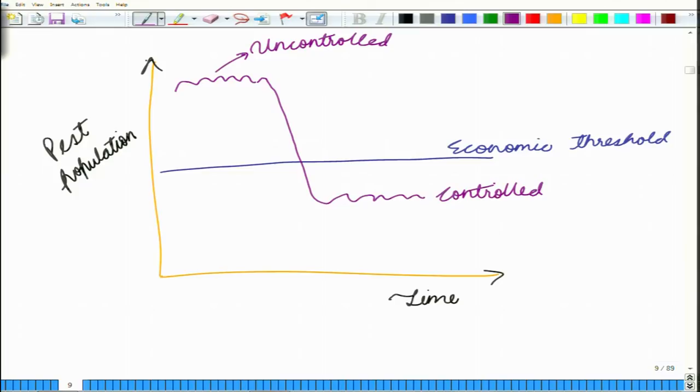Now, when we are using this term control, it does not mean that the pests have been eliminated completely. It does not mean that you have achieved 100% extermination or removal of the pest from that particular region, but it is just that the levels of damage that they are doing economically are those that we can tolerate.